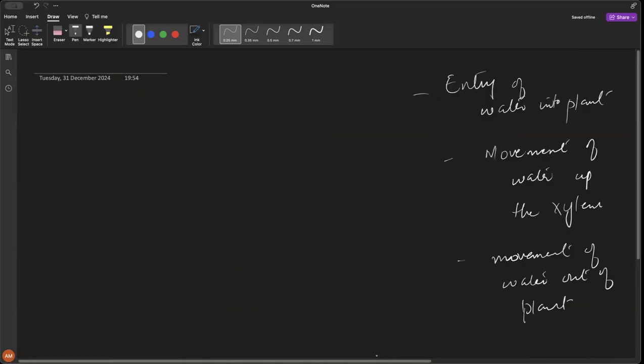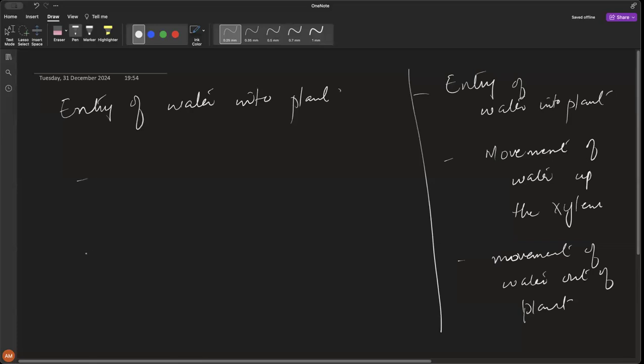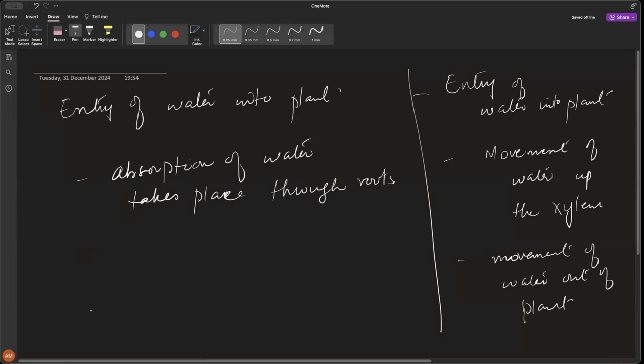So we'll start with the entry of water into the plant. The basic thing that we need to know about this is that absorption of water takes place through roots.